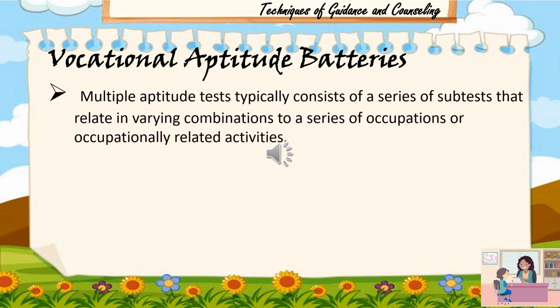Different tests are done under the special aptitude test for higher educational levels and for senior high school. We have the vocational aptitude batteries and the scholastic aptitude tests. A vocational aptitude battery, or multiple aptitude test, typically consists of a series of subtests that relate in varying combination to a series of occupations or occupationally related activities. Commonly used multiple aptitude tests are the General Aptitude Test Battery or the GATB, the Differential Aptitude Test or the DAT, the Flanagan Aptitude Classification Test or the FACT, and the Academic Promise Test or the APT.